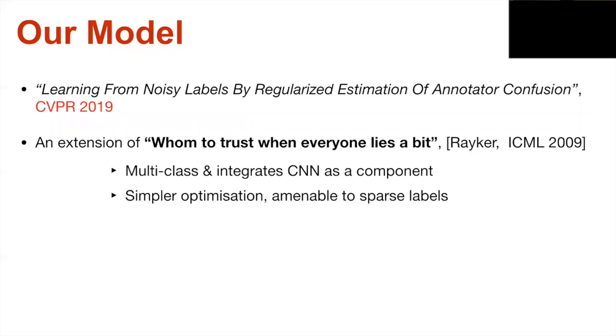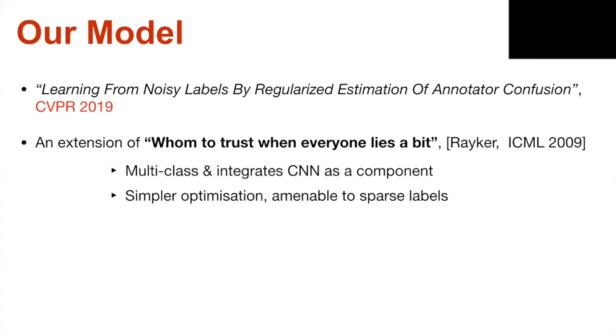So I'm going to tell you about our model, presented in this paper. Our model extends this ICML paper from 2009 in 2 ways. Firstly, we reformulated their model, originally proposed for binary classification, to multi-class classification, which is quite trivial. And we used a CNN to model a component of the graphical model. Specifically, we used the CNN to model the distribution of the latent variable of interest, which in this case is the true label distribution.